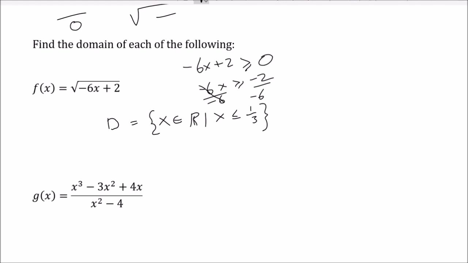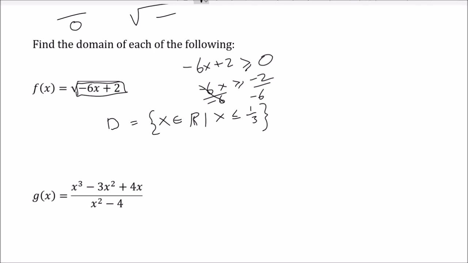Now, people sometimes get confused. They say, wait a minute, Mr. Boyd, I thought you said that we had to make sure it wasn't negative. I mean, 1/3 isn't negative. Why couldn't it be 1/6? Because it's not about whether or not the input is negative. It's about whether or not this whole thing is negative once you've multiplied by negative 6 and added 2.